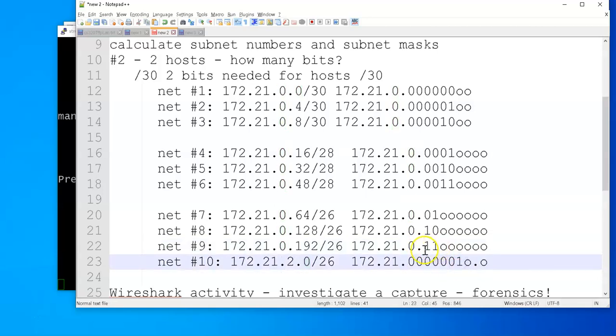Wait a minute. Did I get that right? No, sorry. I did have it right. What am I doing? 0, 1, 0, 0. There we go. I can do that. So 1. So it's still the same subnet bits.